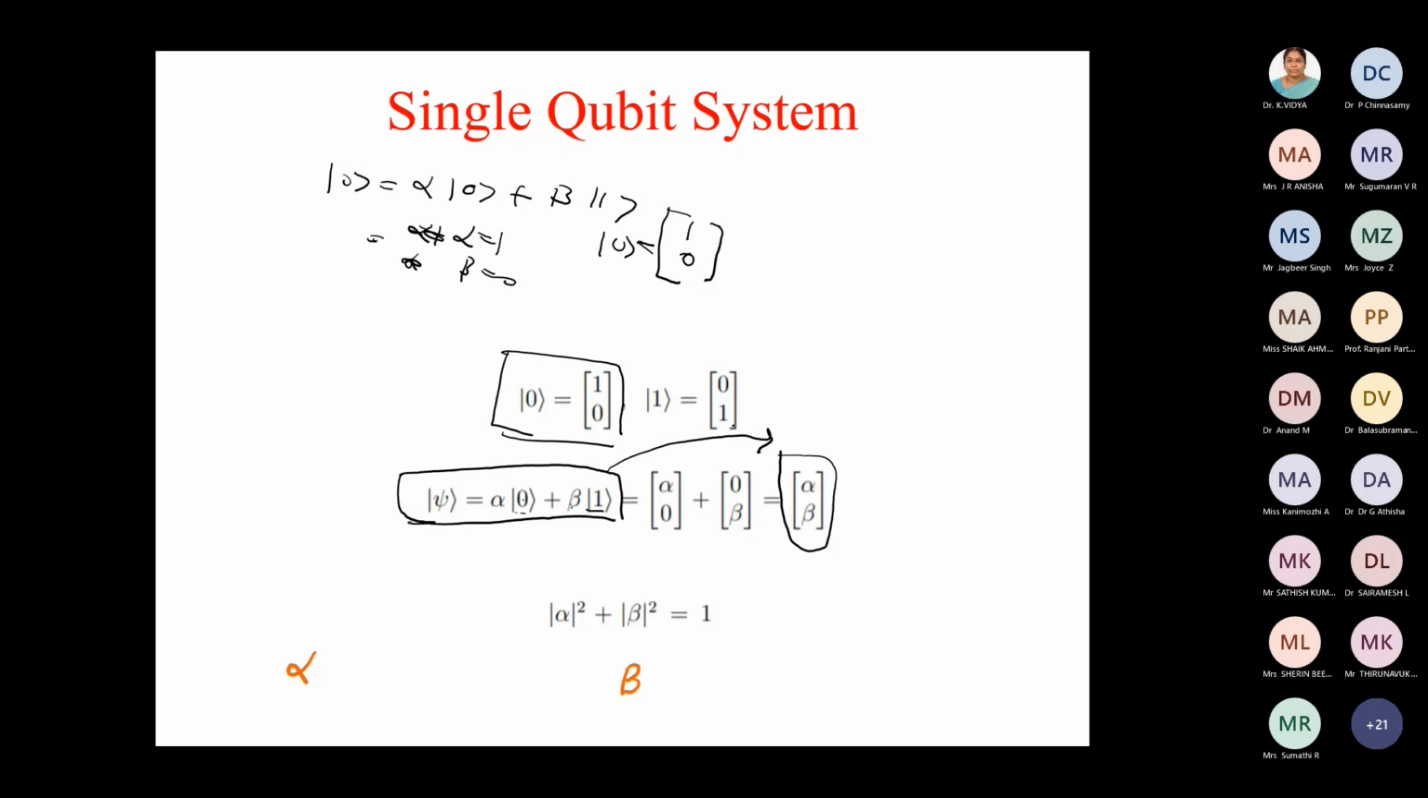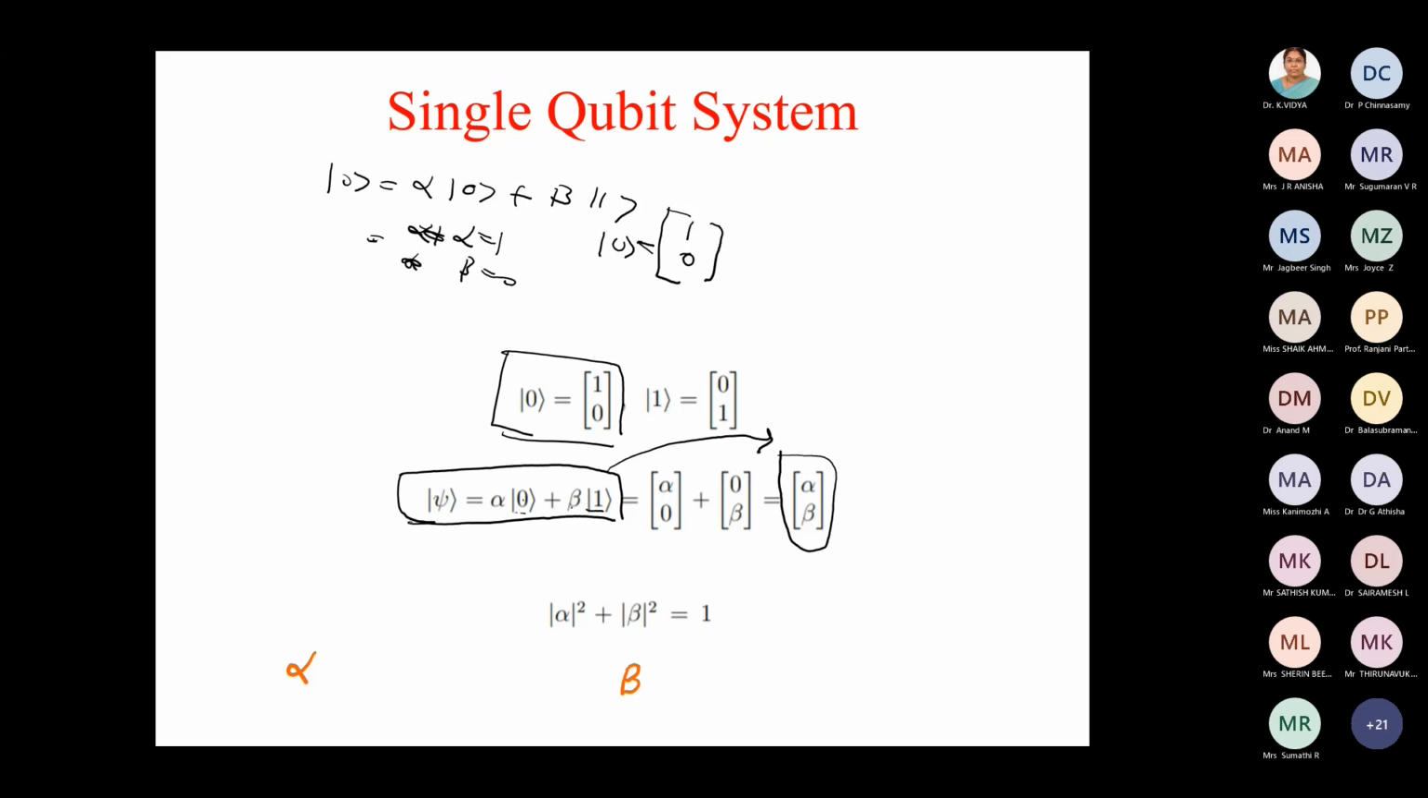What about the 1 state? Alpha equal to 0, beta equal to 1. And every time you will find that this condition is fulfilled: mod alpha square plus mod beta square is 1. Here alpha is 1, beta is 0, so the sum is 1. The same holds here. So instead of writing the state like this, if we know the coefficients alpha and beta, then we know the information about the single qubit.